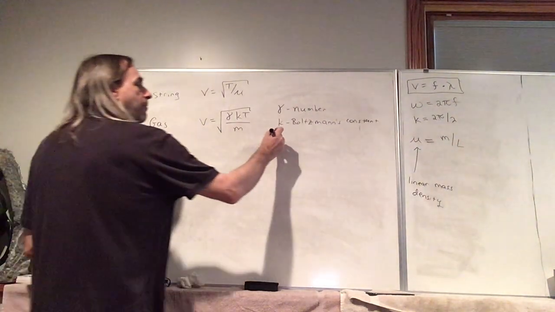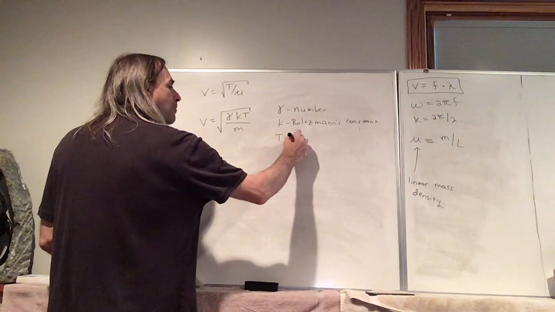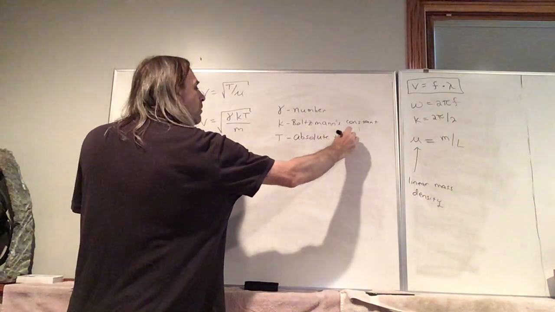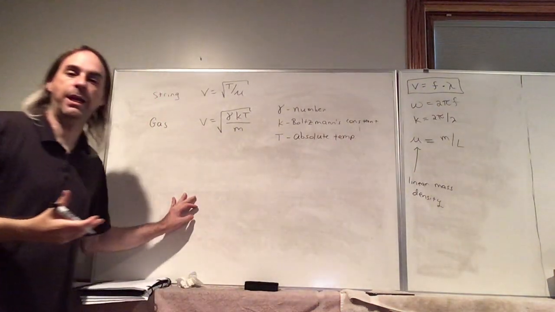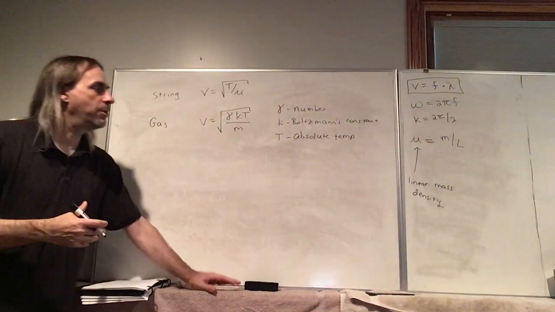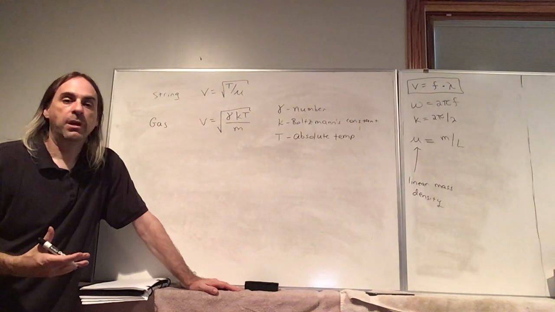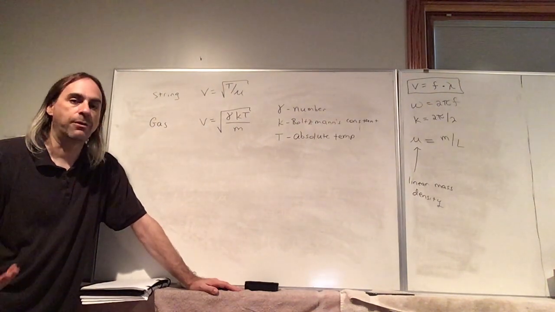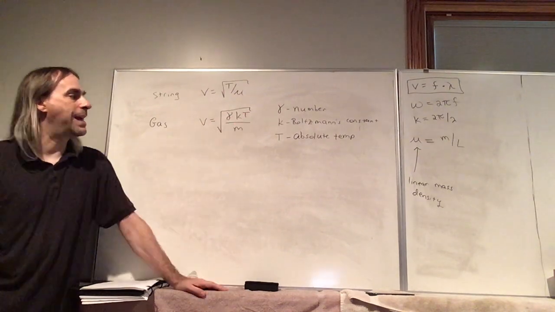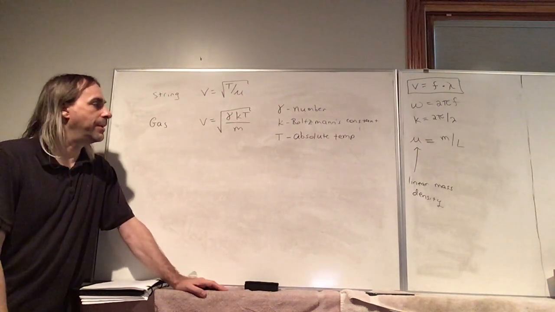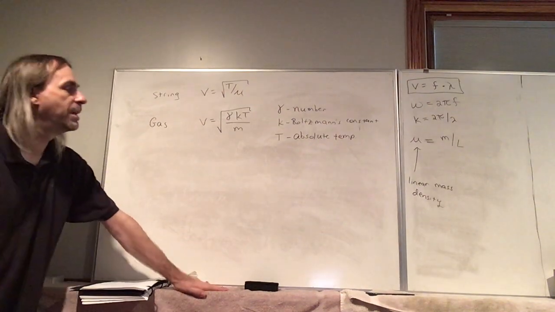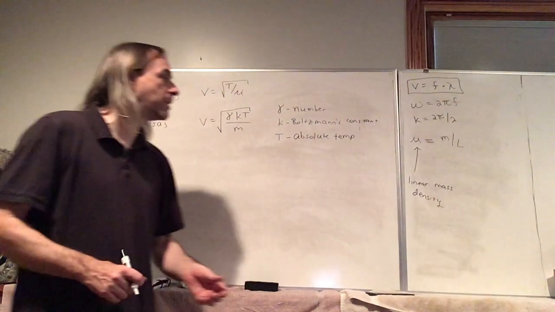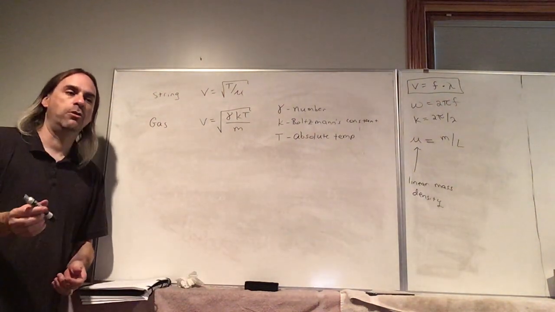Let's get to T. Now, T is the absolute temperature. What does this absolute temperature mean? Well, you can't use Fahrenheit. Say it's really cold out and the temperature is minus 10 degrees Fahrenheit. If you plug in negative 10, now you're taking the square root of a negative number. That's a problem.